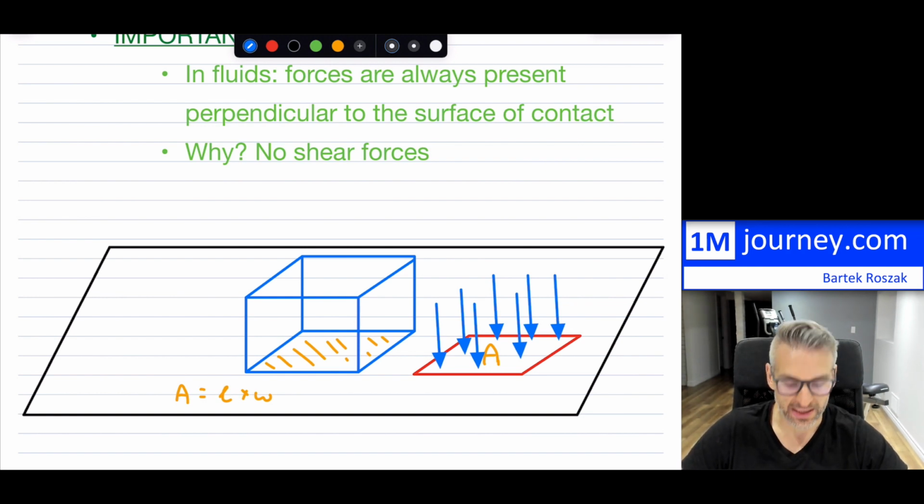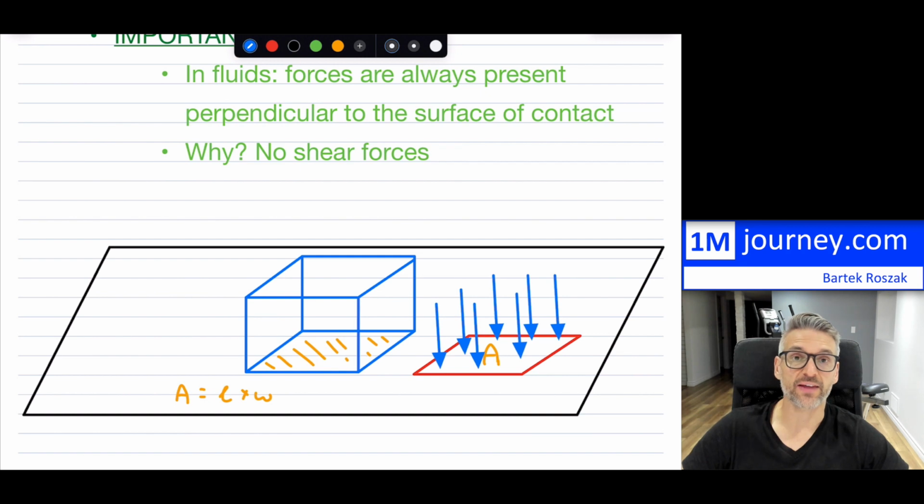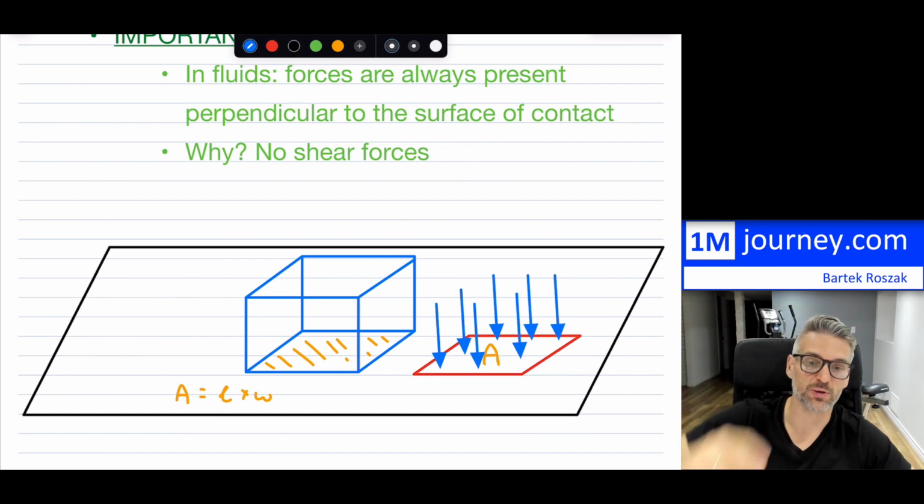So pressure is the calculation. The area itself should be easy for you to understand. Okay, so it's the area that the box is sitting on. And then the actual force would be coming from the weight.